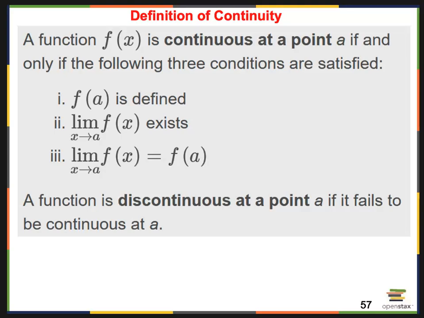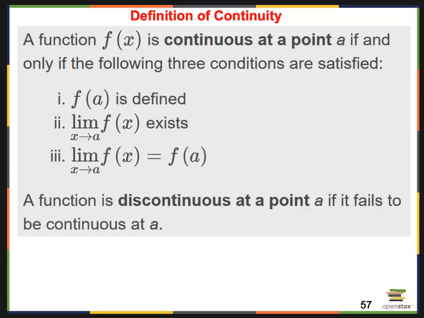The limit of f of x as x approaches a must exist. So the function has to be defined at that point. The limit has to exist at that point. And then the limit of f of x as x approaches a has to equal the function value at a. And if that's true, then we have satisfied the definition of continuity.